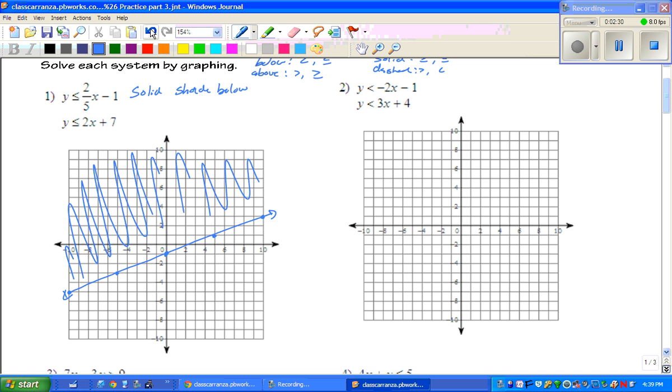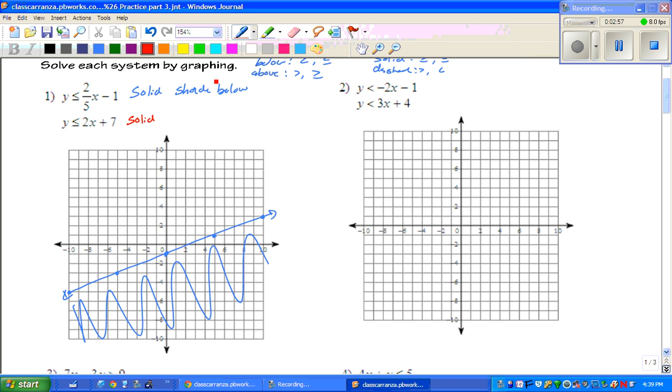Now, make sure you're using a pencil and doing it real light, because now here comes our other graph. This graph is also solid. Oh, we're supposed to shade below, and I shaded above, so whoops, get the blue. There we go. All right, so it's solid, and we have to shade below.